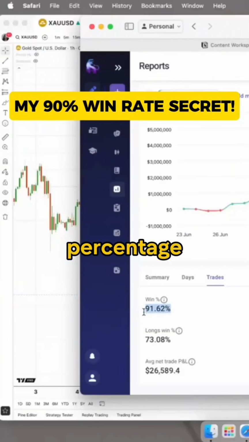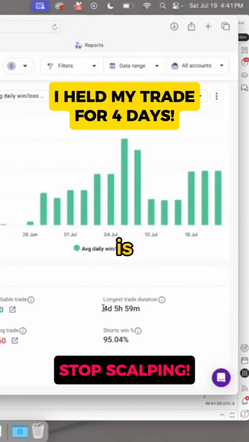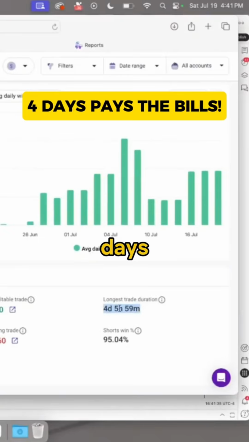My win percentage is 90%. I win my buy trades 73% of the time. What people always want to ask is, how long do I hold my trades? So the longest trade I've held is 4 days, 5 hours, and 59 minutes. So right around 4 days and 6 hours.